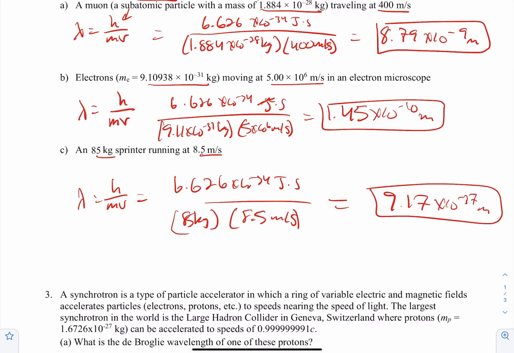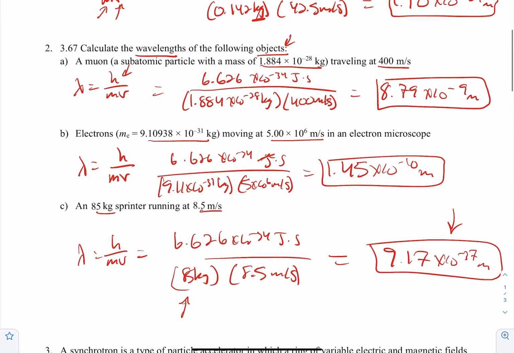Okay? Notice that our wavelength gets smaller as the mass increases, right? Because the bigger this is on the bottom, in theory, the smaller the wavelength should be. So that's kind of how you'll want to solve questions like this. Sometimes they won't say de Broglie wavelength, but if they say calculate the wavelength of an object, something with mass, you're always going to use this equation, okay?